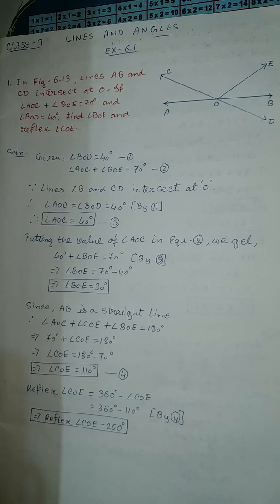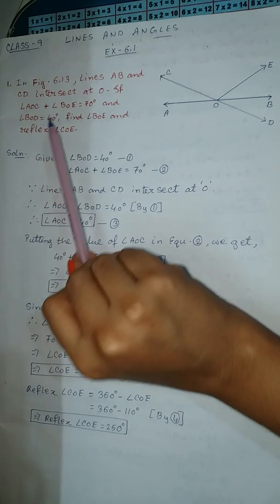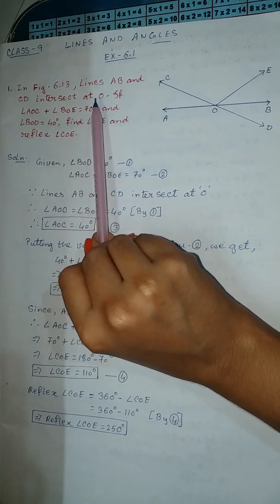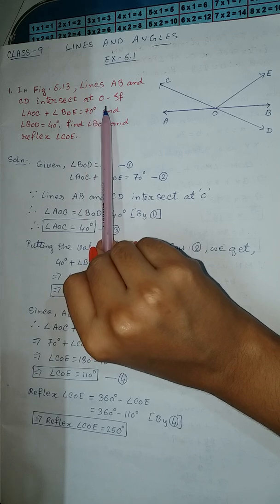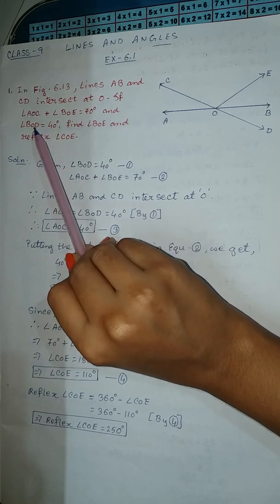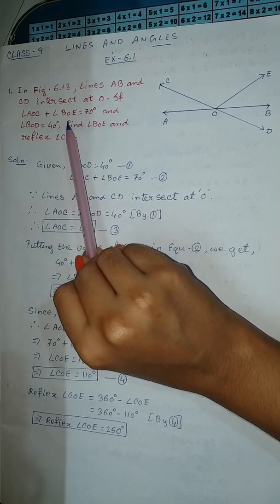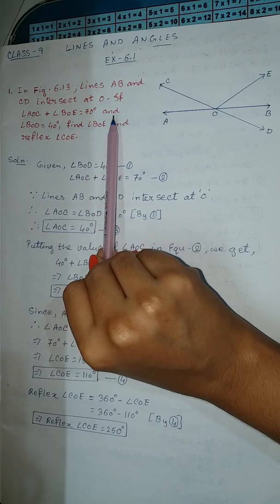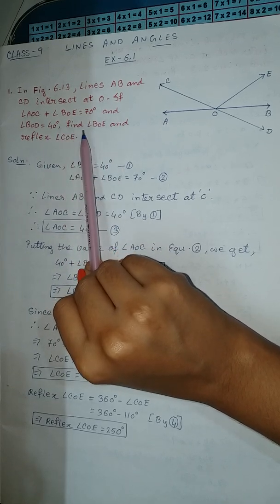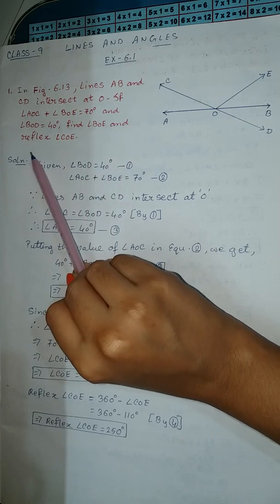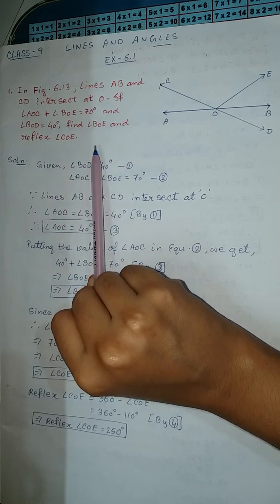In the first question, we can see it is given that in figure 6.1, lines AB and CD intersect at O. If angle AOC plus angle BOE is equal to 70 degree and angle BOD is equal to 40 degree, find angle BOE and reflex angle COE.